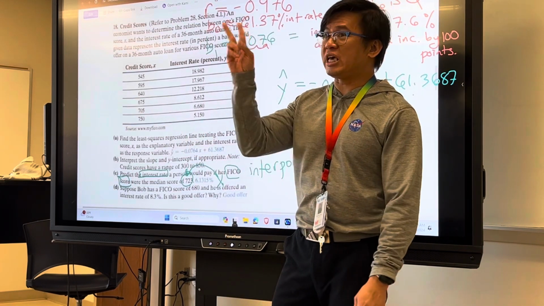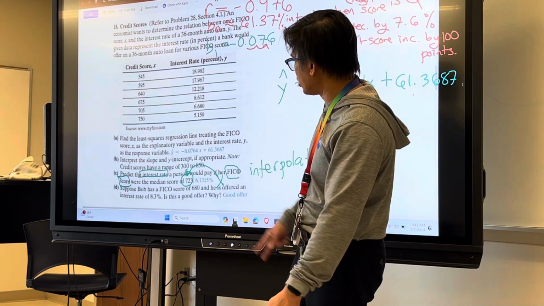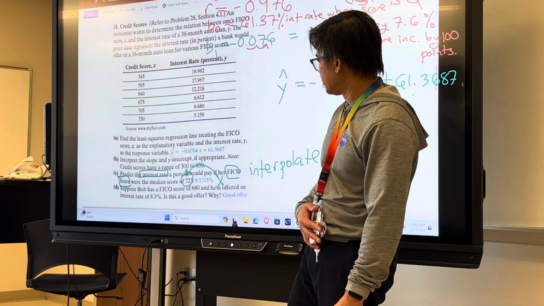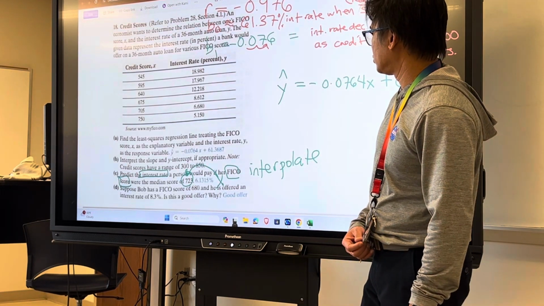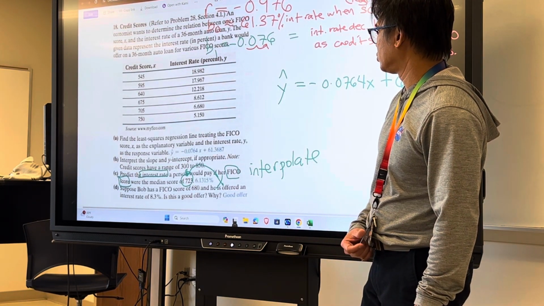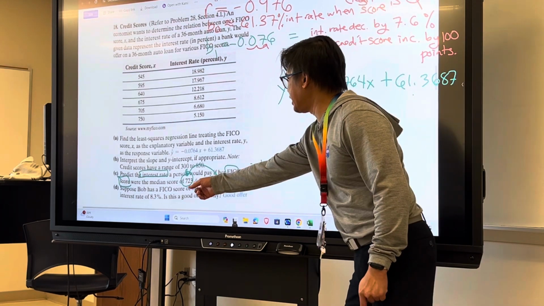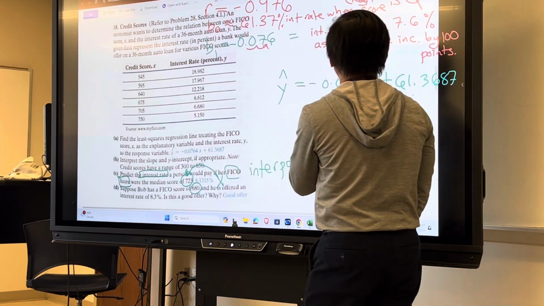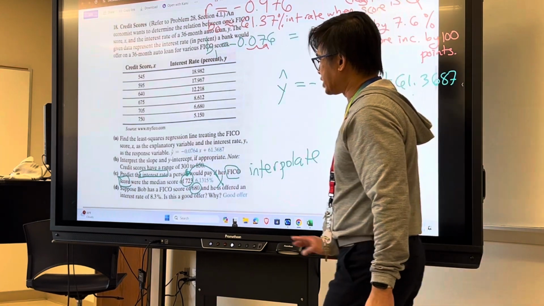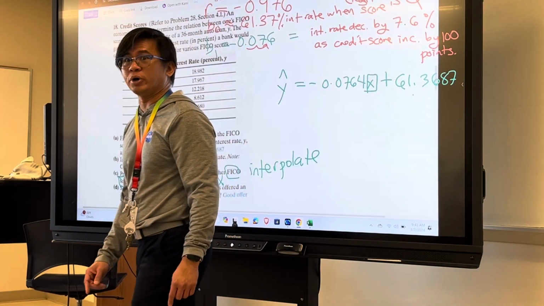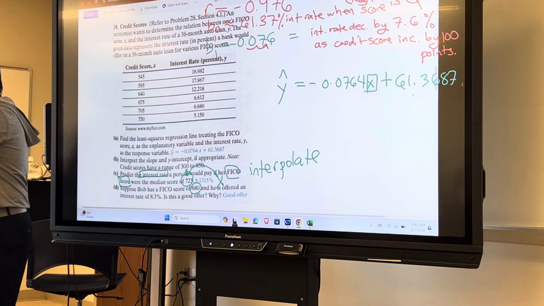Anyway, let's read letter D, the last question for this. Trey, go ahead. Suppose Bob has a FICO score of 680. He is offered an interest rate of 8.3%. Is this a good offer? Why? Thank you. So you see that 680, we're going to put that one on this X once again, and see if it's lower or higher than that 8.3 offered by the bank.